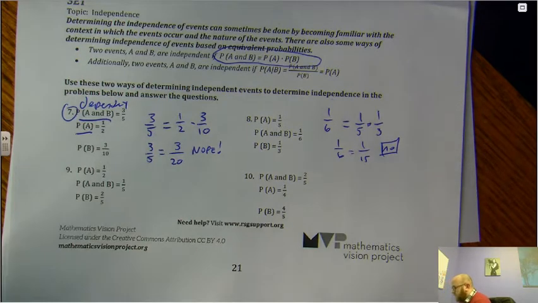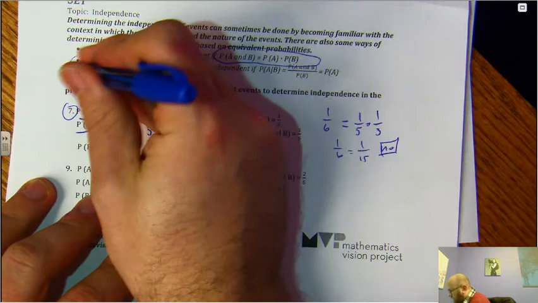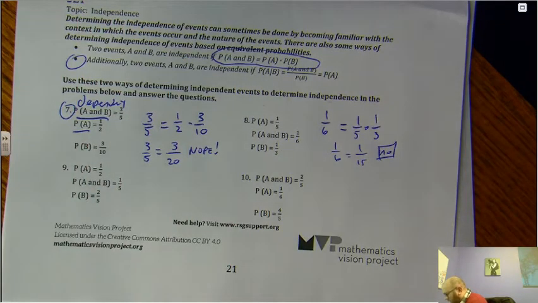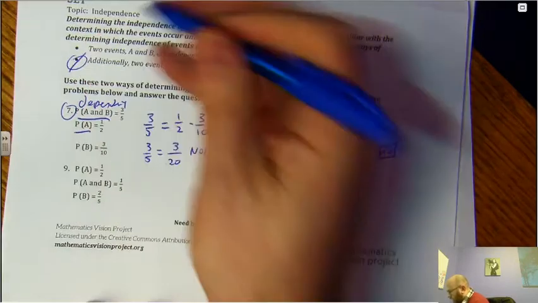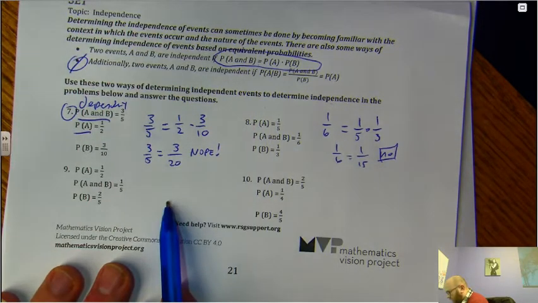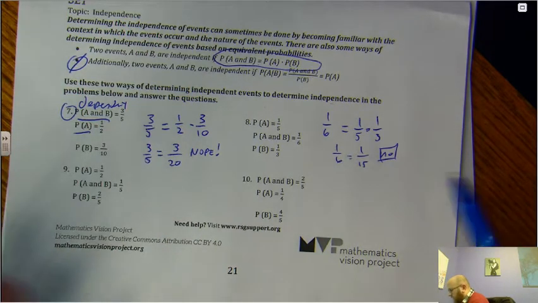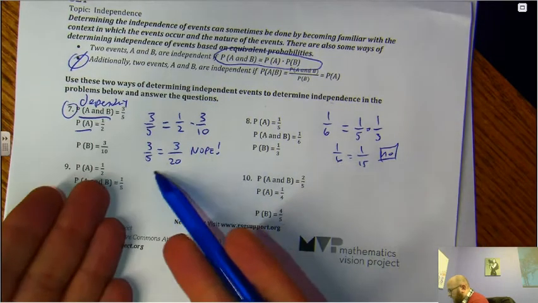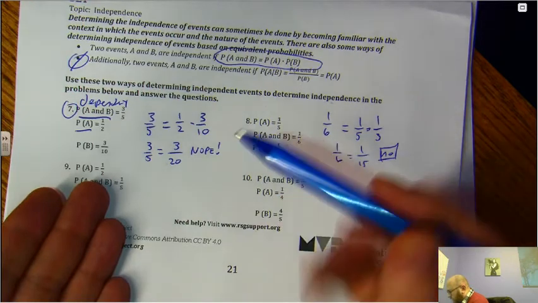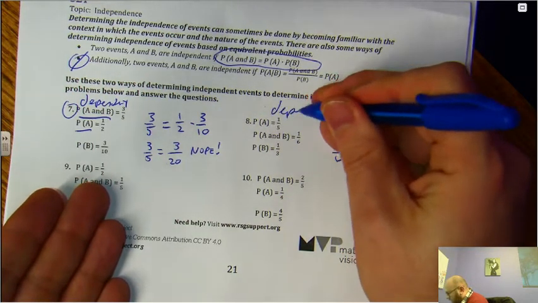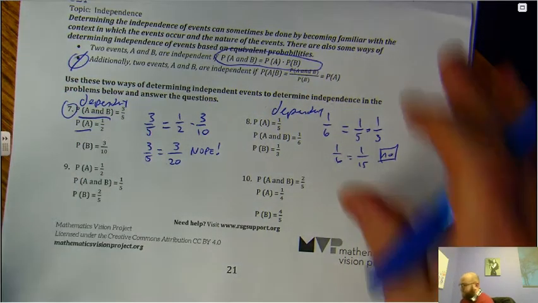Now, just to be sure, let's see if it works. Actually, can we see if it works that way? No, we're good. We don't need that other rule. It's just that first rule that will guide us through all of this. So that's all you need to do: set up these equations and see if they're true. If they're not true, then we say they're dependent. And if they are true, they're independent.